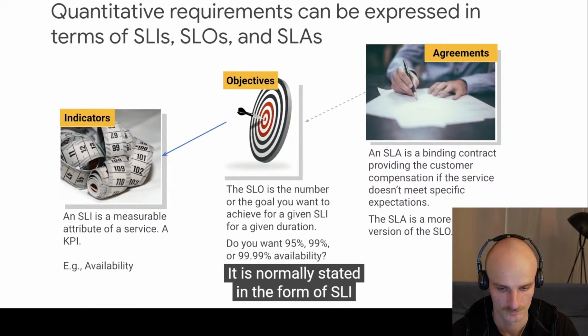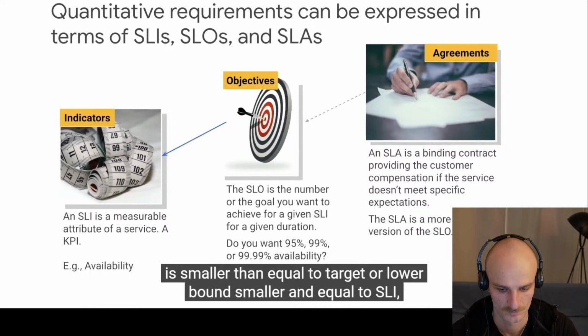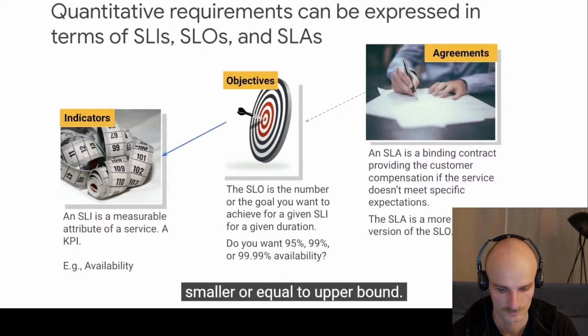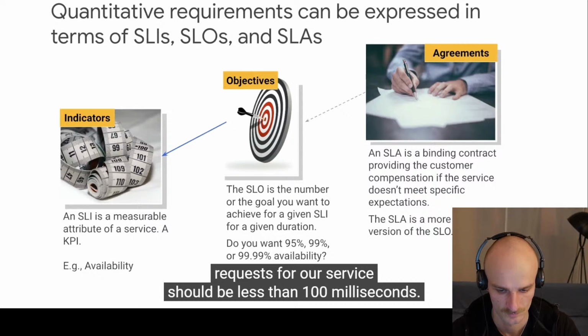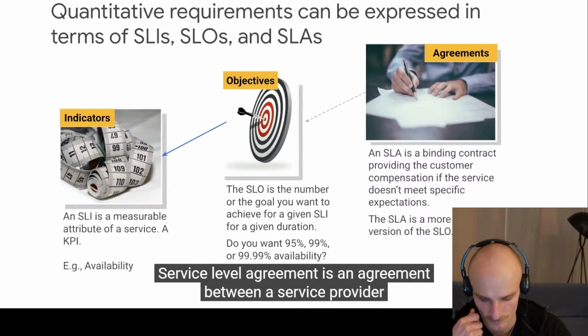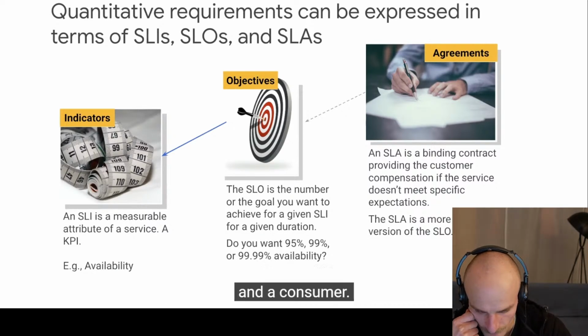It is normally stated in the form of SLI is smaller than or equal to target, or lower bound is smaller than or equal to SLI, smaller than or equal to upper bound. An example of an SLO is that an average latency of HTTP requests for our service should be less than 100 milliseconds.